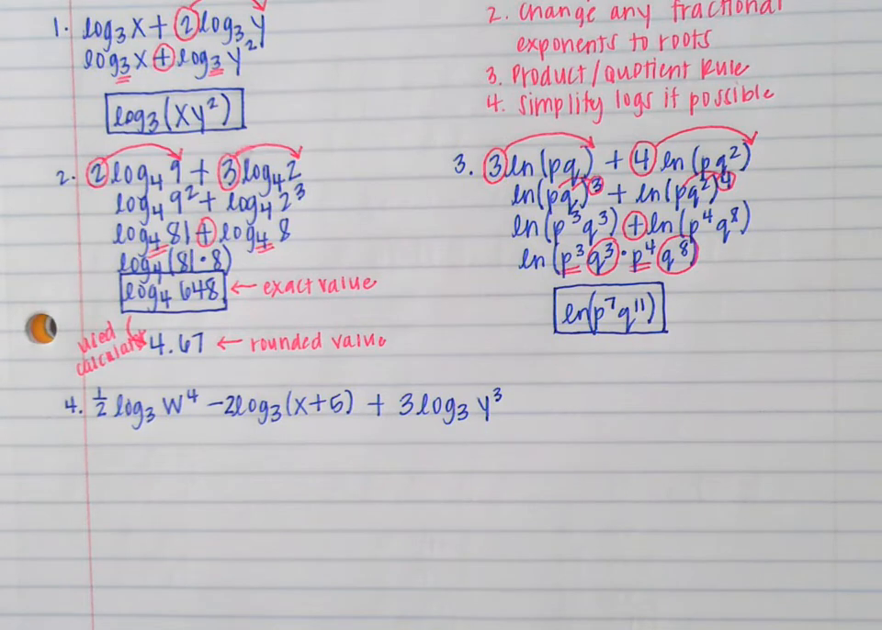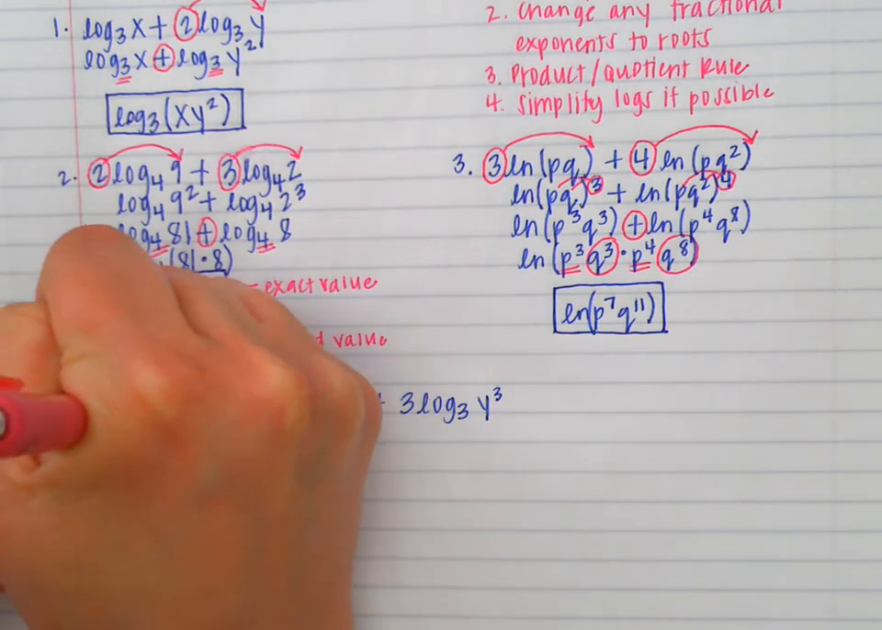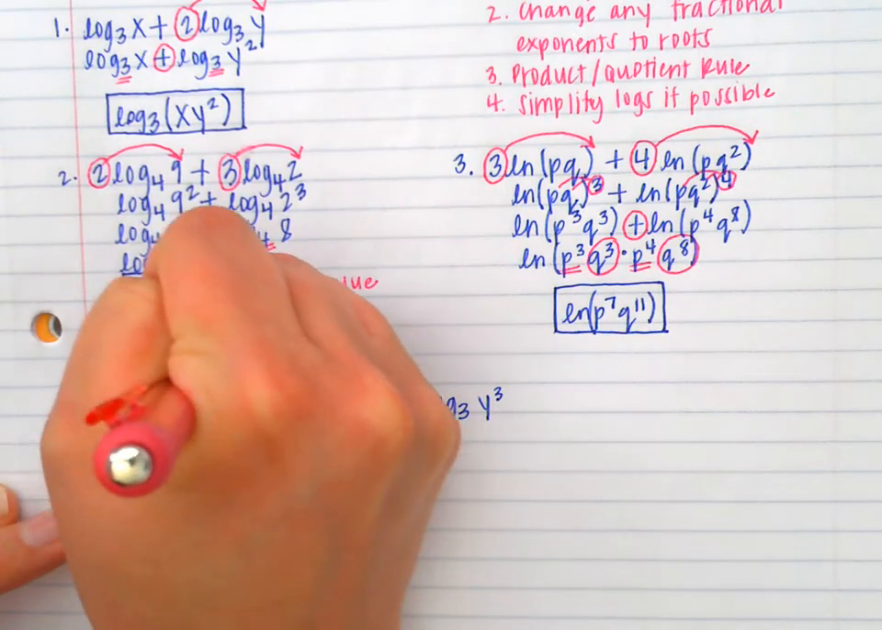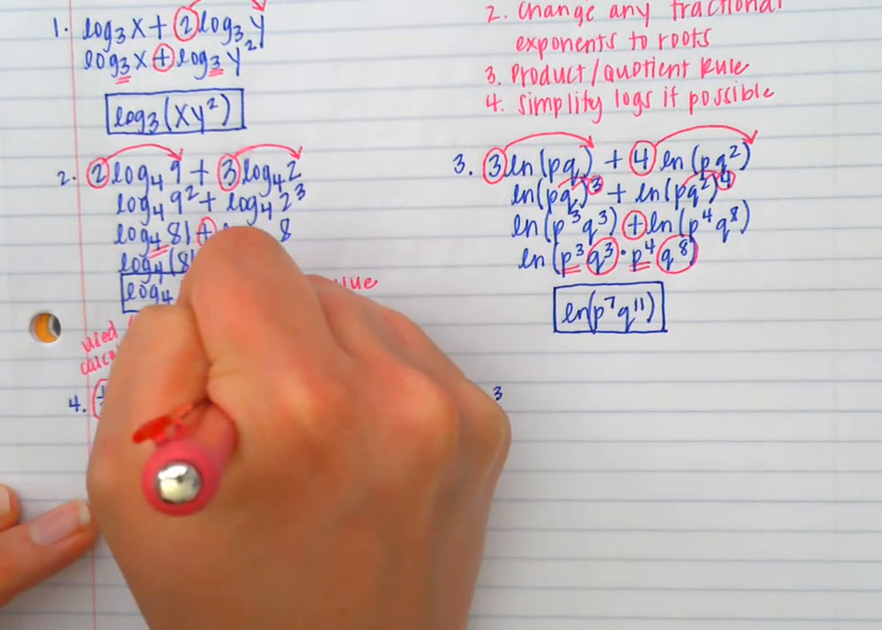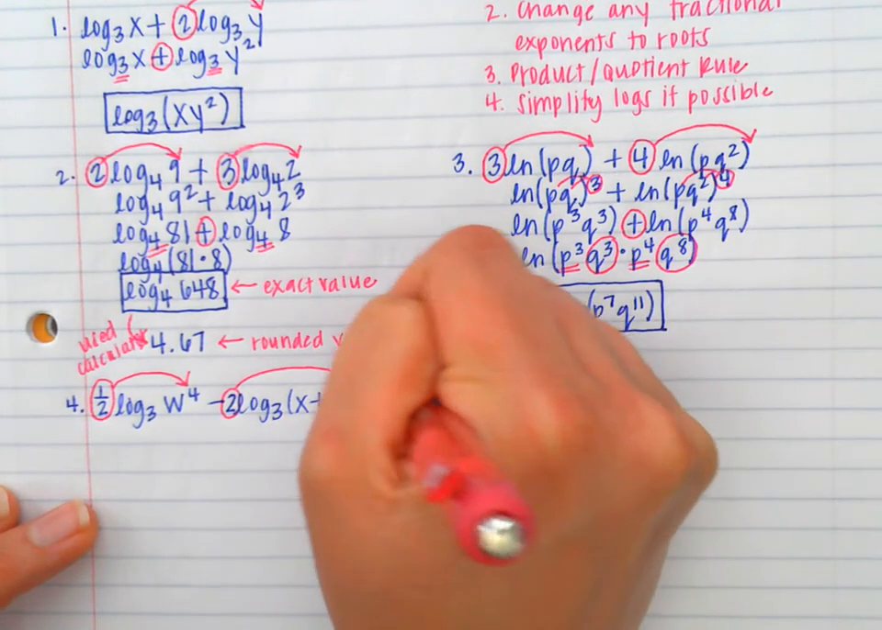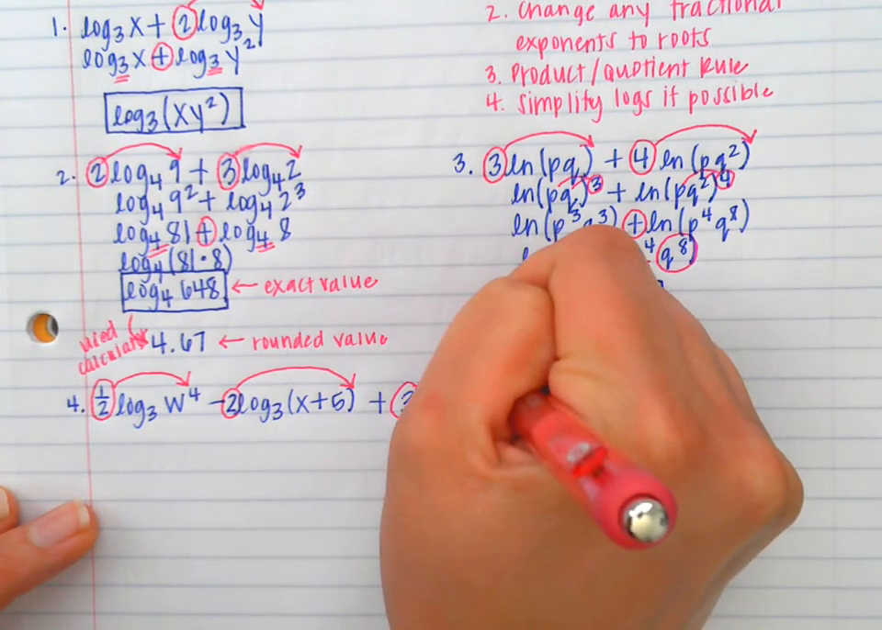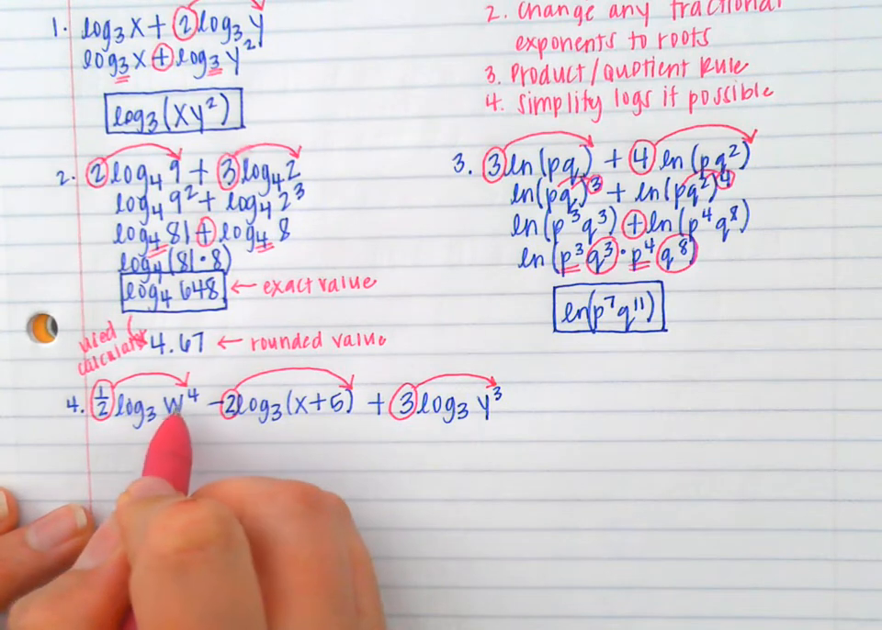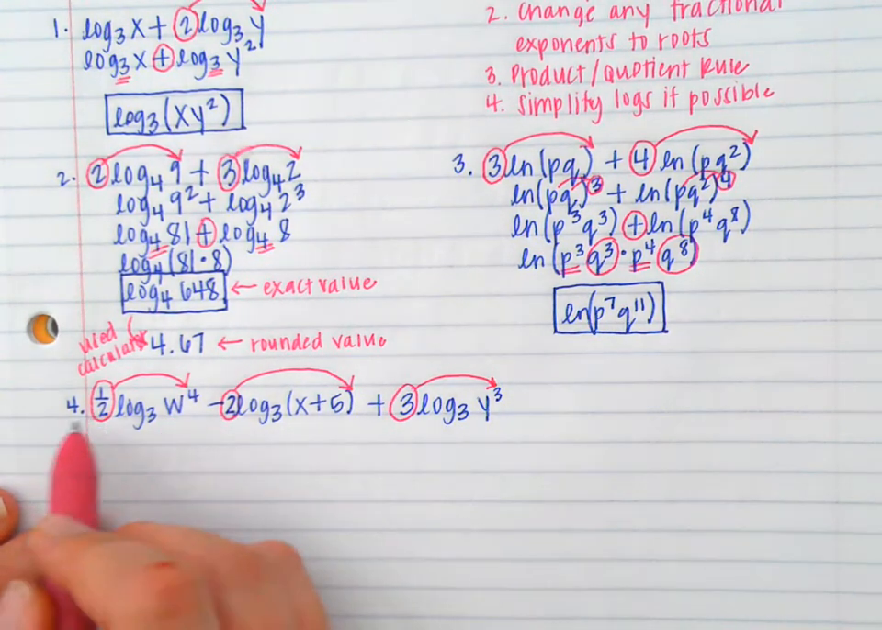Okay, so with this one, first thing, what's our first step? Okay, so if you're thinking power rule, you're correct. We'd bring the 1/2 to the 4, the 2 to the x plus 5, and then the 3 to the 3. Now what's happening with these is we're multiplying. It's a power to a power.